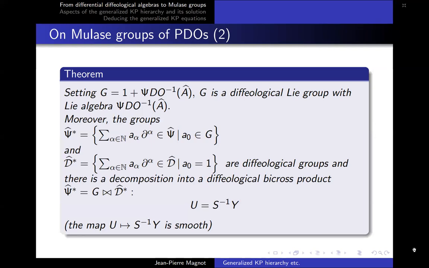So these are the groups of the decomposition which is necessary to integrate the Kadomtsev-Petviashvili hierarchy. We have a decomposition into a big cross product, and the new point is that the decomposition is smooth. That is, the map which sends U to S and Y is smooth.